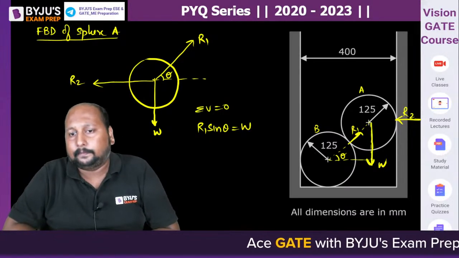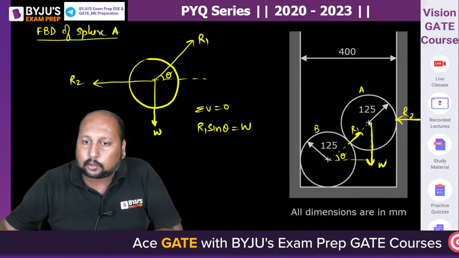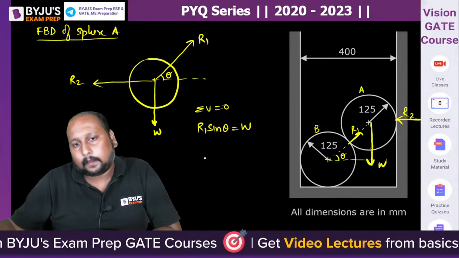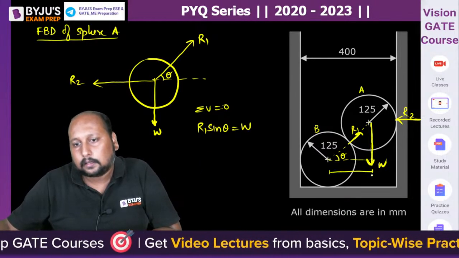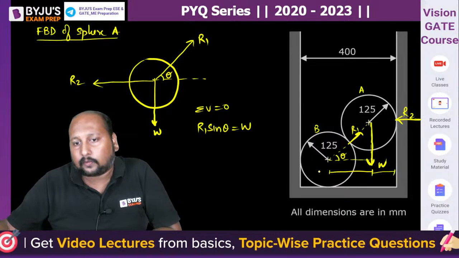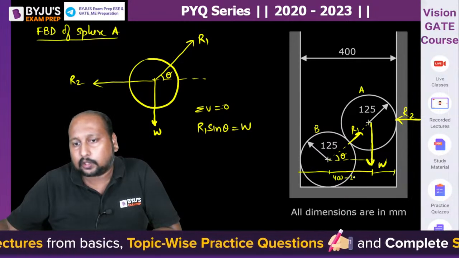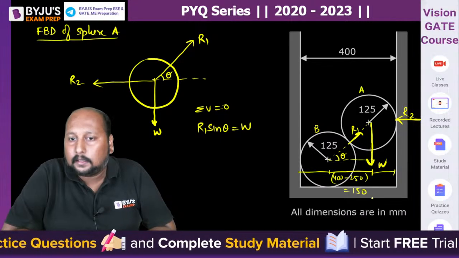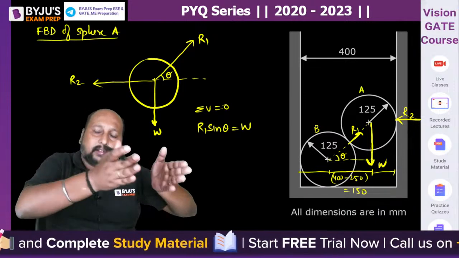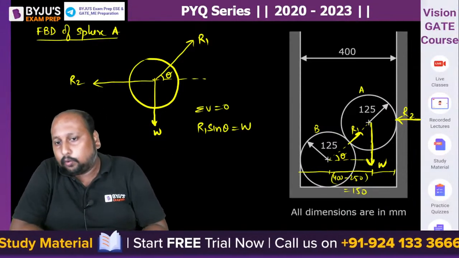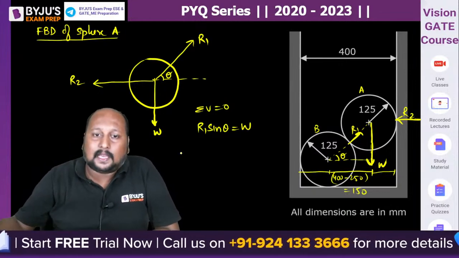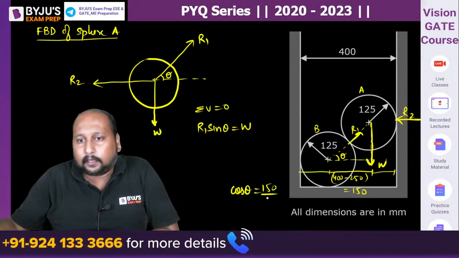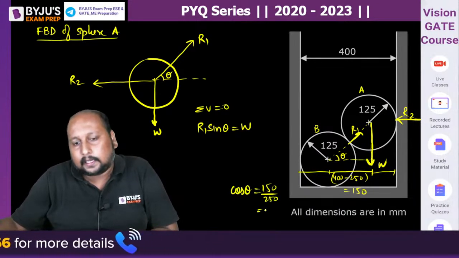How can we calculate it? Now radius is given, so can we say this total distance is R plus R, that is 250? And what will be this distance? This is 125, this is 125, so this will be equal to 400 minus 250, that is equal to 150. Yes, 125 on one side, 125 on the other side, total is 400. So 400 minus 250 is simply 150. So we can say cos theta is equal to 150 by 250, that is equal to 3 by 5.